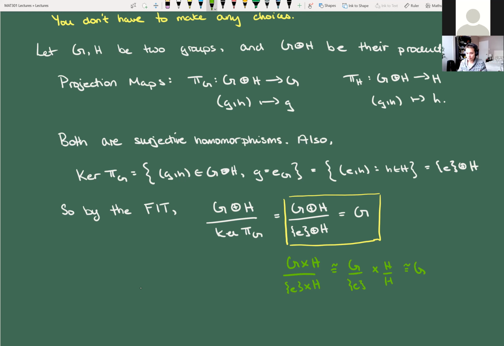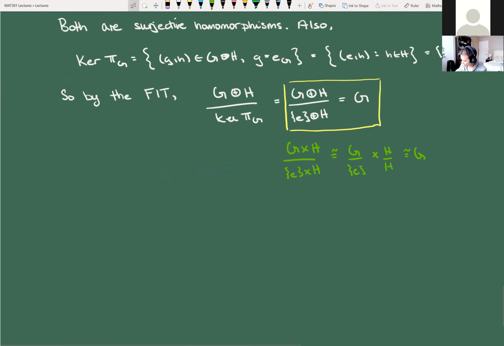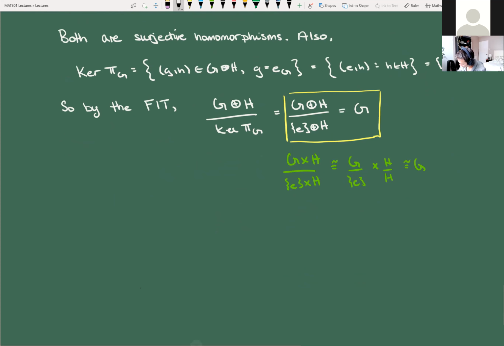You can imagine that exactly the same sort of thing happens with H as well. So these are the canonical projection maps. Both of them are group homomorphisms. And we're also going to have the canonical inclusions. So we usually use iota. So this is iota.